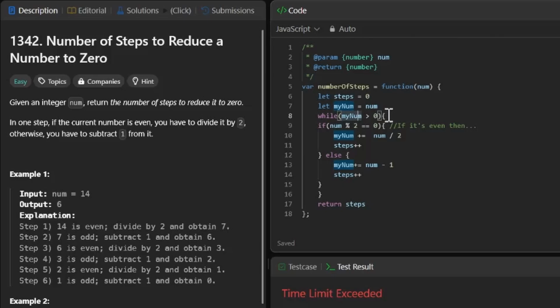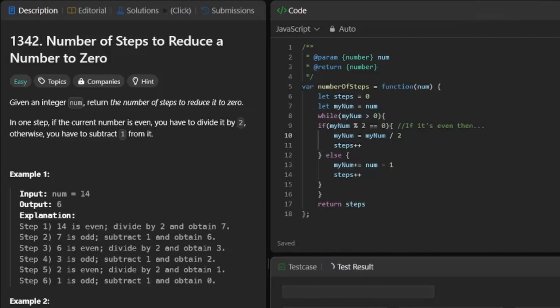My num is greater than 0, if my num percent 2 is equal to 0. That means it's divisible. If it's even, then we're going to divide it by 2. My num plus equal num divided by 2. I think it should just be like this. My num equals my num divided by 2, right?